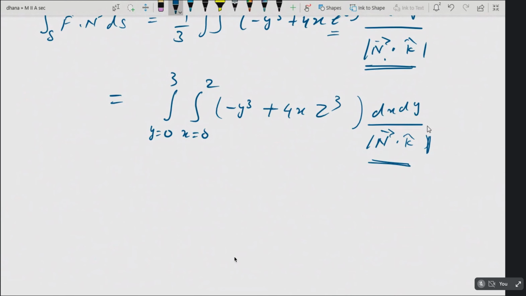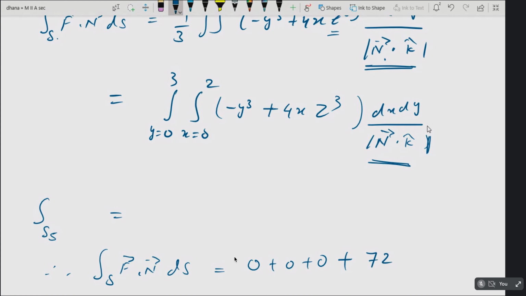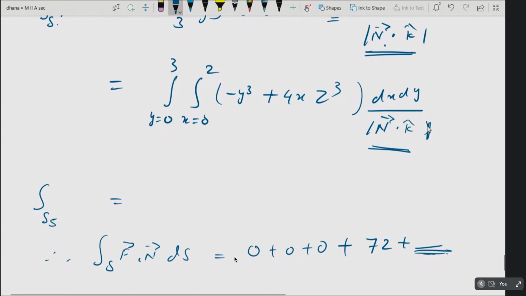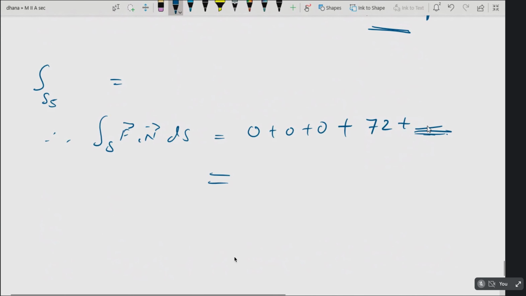Once you get the value on S5, some numerical value you will get. So overall this surface integral of f bar dot n bar ds will be equal to: the first 3 values were 0, if I am not wrong. And on S4 the value is 72. And this last part I am leaving for you people. Tomorrow I will ask what this is. That will be the total answer, the value of the surface integral. Understood all of you?